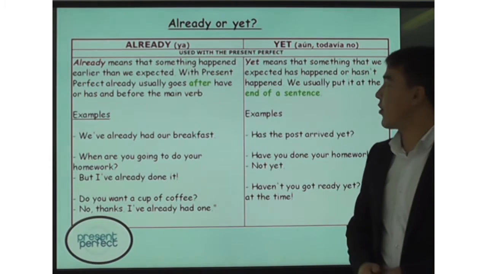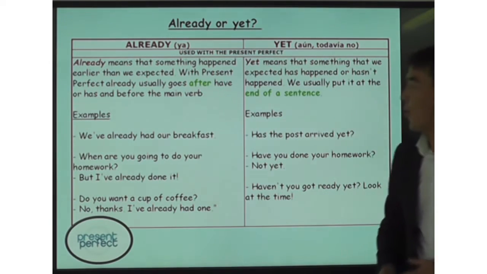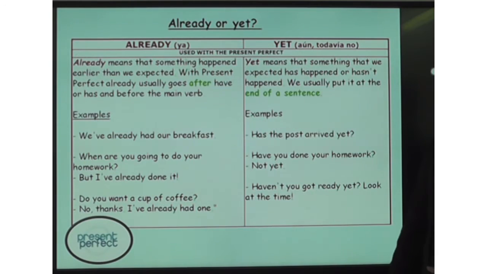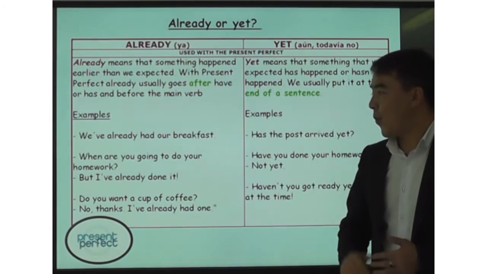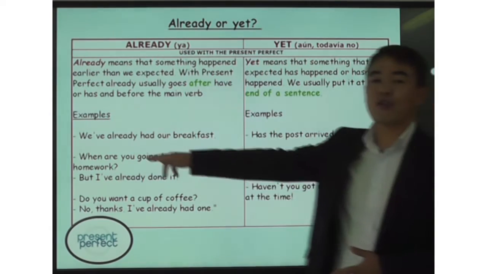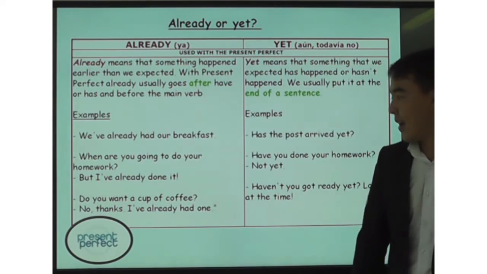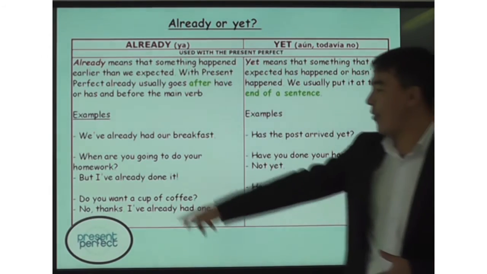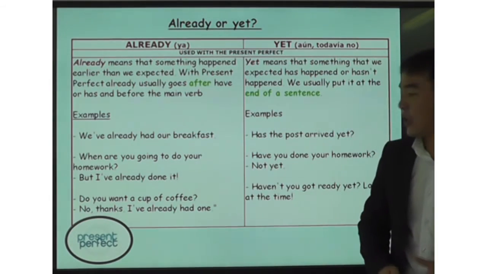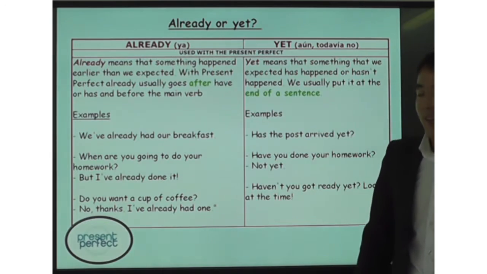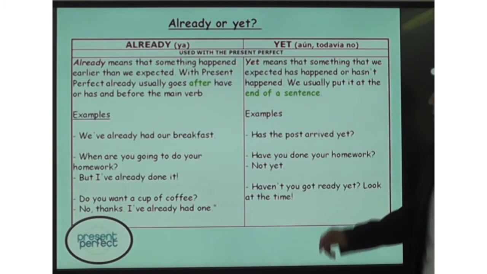And the next, already or yet. Already means that something happened earlier than we expected. With the present perfect, already usually goes after have and has and before the main verb. For example, we've already had our breakfast, and we've here is the short form of the present perfect tense. And when are you going to do your homework? But I have already done it. And then here is the short form, I've already done it. So, do you want a cup of coffee? No, thanks. I've already had one. And then here is the short form of the present perfect tense, I've already had one.